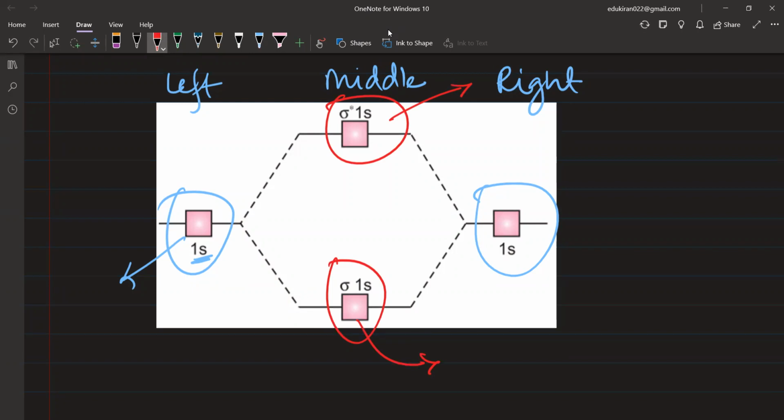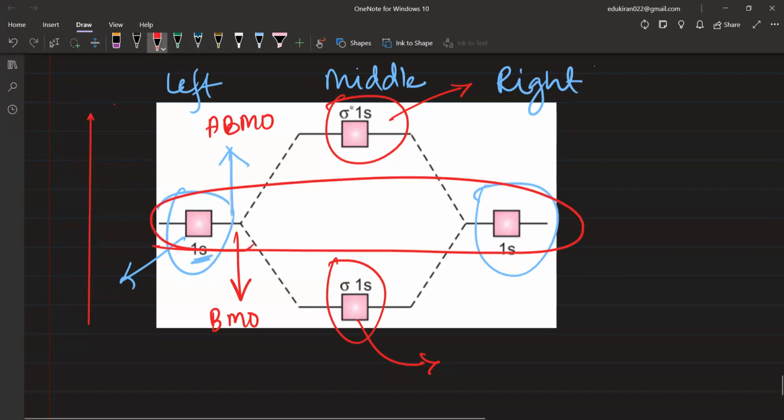Because sigma star has high energy. Right? What did we see just now? We said that the y-axis is going to give you the energy of the orbitals, whether it is a molecular orbital or an atomic orbital. That means, as you can see, sigma star 1s is higher in energy than the 1s orbital, and sigma 1s is lower in energy. That means the BMO is lower in energy and the ABMO is higher in energy, but compared to what? This atomic orbital. All of you understood this?